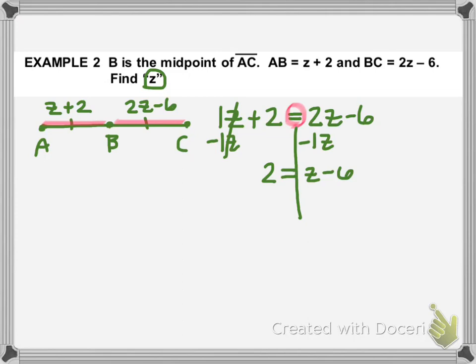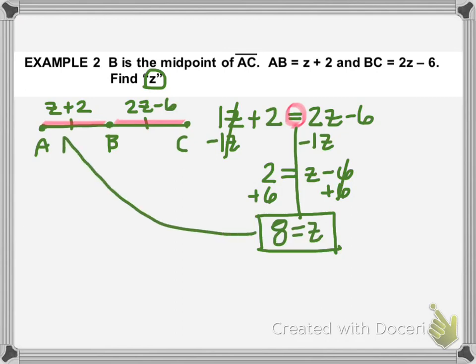Now we've got to move our constants to the other side, which is the left. To move that minus 6, I'm going to add 6 to both sides. When I add 6 to minus 6, I get 0. 2 plus 6 is 8 on the left. We've got z on the right. We've isolated our z, so that means z has a value of 8. If there was a follow-up question that said, how long are AB and BC? That's when I can go up here and plug it in to both of my z's to find their actual length.